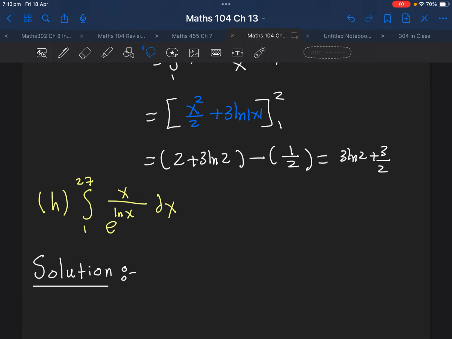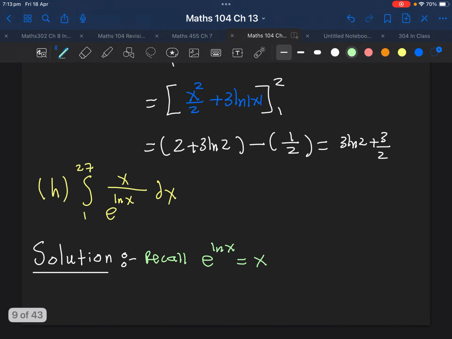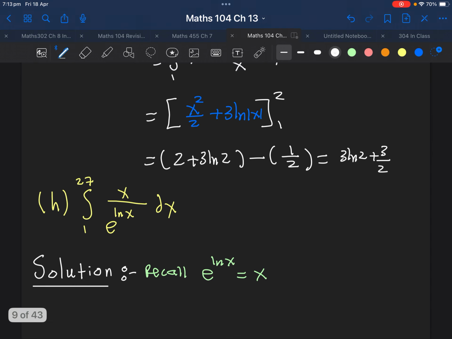Now, this question has a trick, because remember, if we have e raised to ln x, meaning ln inside the e, this is just equal to x. This is one of the formulas. Just let me write it down here. e and ln, or ln inside e, they cancel each other.